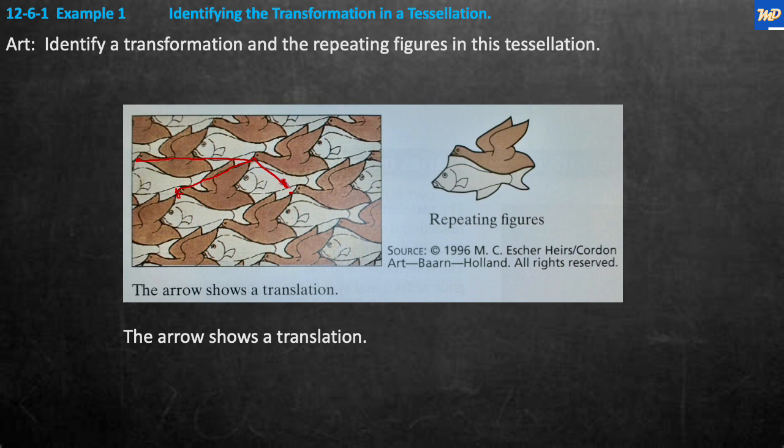You can't rotate it. You can only translate it. This is showing translations. If you rotate them, they won't fit. They'll only fit together in one orientation. So there's your translation, and that's the repeated figure. Here's the repeated figure over and over.